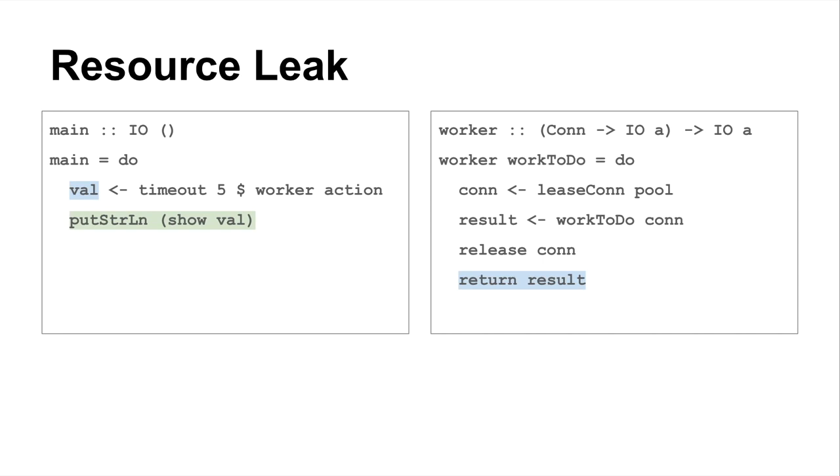But what happens if we don't get that work done in 5 nanoseconds? Maybe the work takes a year or something like that. Start cruising through this program again, we lease a connection from the pool, we start doing some work, and then we time out. The way this is implemented is we throw an asynchronous exception to this forked thread, signaling that it's time to go home. And then this thing can be replaced with the exception that we threw, and we leak this resource here.